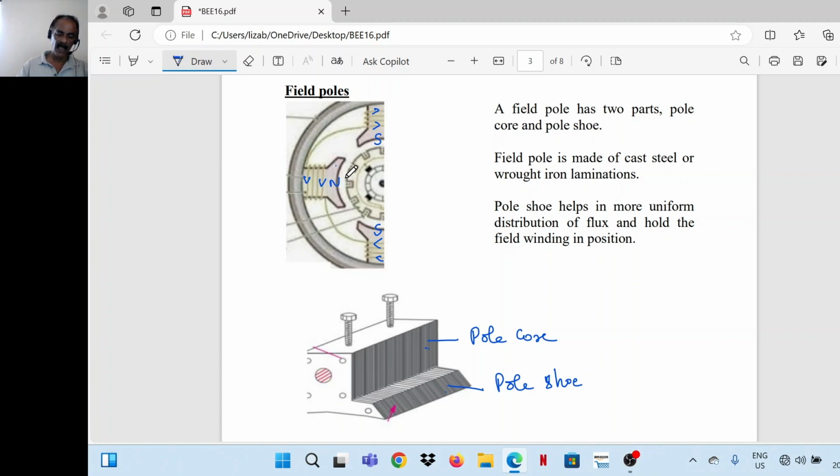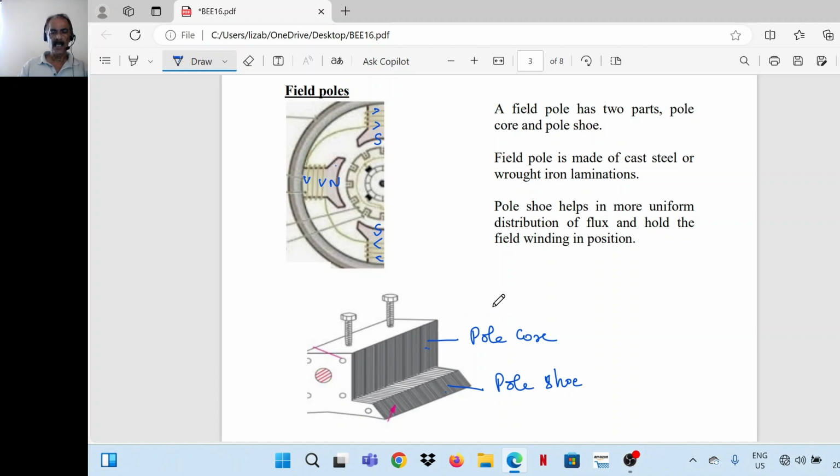Because of that, it cannot produce much losses in the core, in the field pole. But still the pole core and pole shoe both are laminated. In most of the modern machines, both pole core and pole shoe are laminated. Because the flux through the field pole is steady in nature and unidirectional, the losses happening in the core are negligibly small.